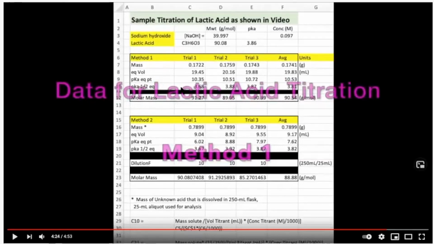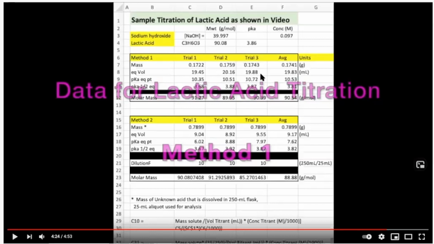So for lactic acid, which is what you saw, I didn't do all the acids. I just did lactic acid. So you will see how this experiment is performed. We have trial 1, trial 2, trial 3. These are the mass. The average mass is that. The pKa at the equivalence point: 10.35, 10.51, 10.72.